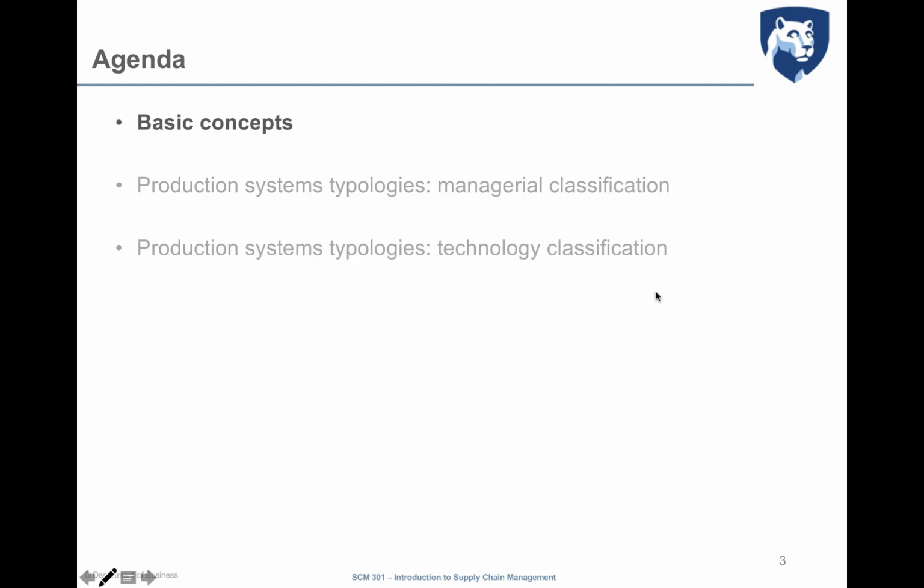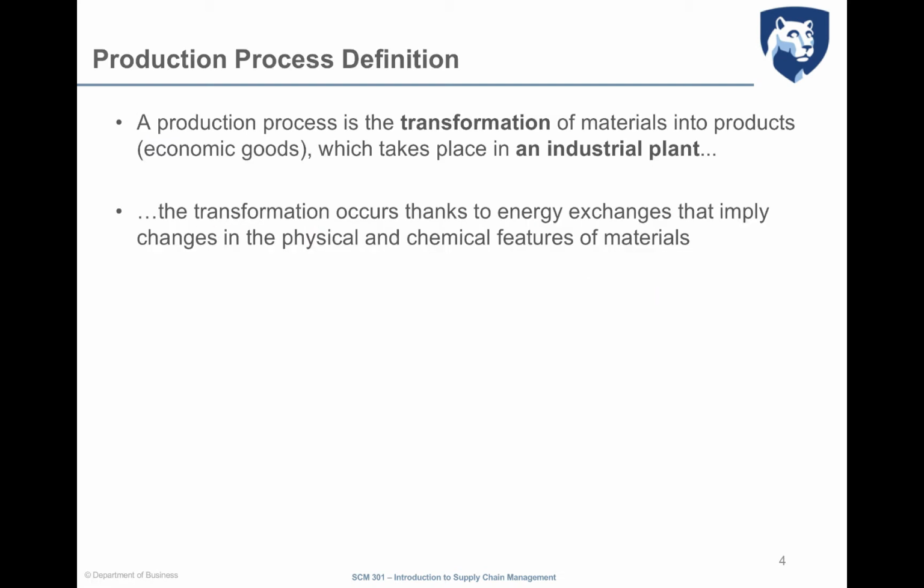Let's start with some basic concepts. First of all, a definition. A production system is put in place in a company in order to support the production process. The production process is one of the processes of the company, and in particular is that process that realizes the transformation of materials into products, so economic goods that can be sold to the final market, and which usually takes place in an industrial plant.